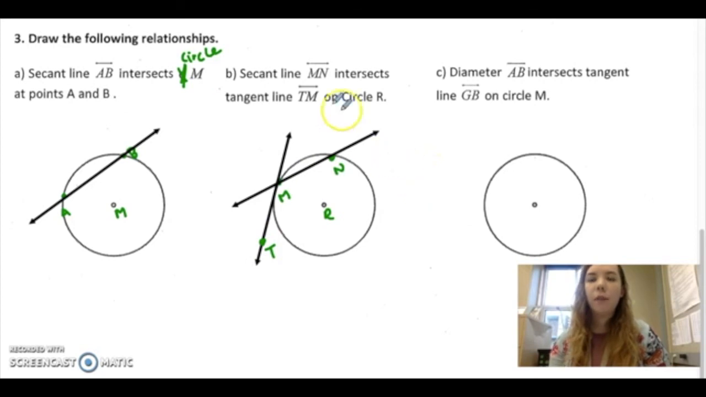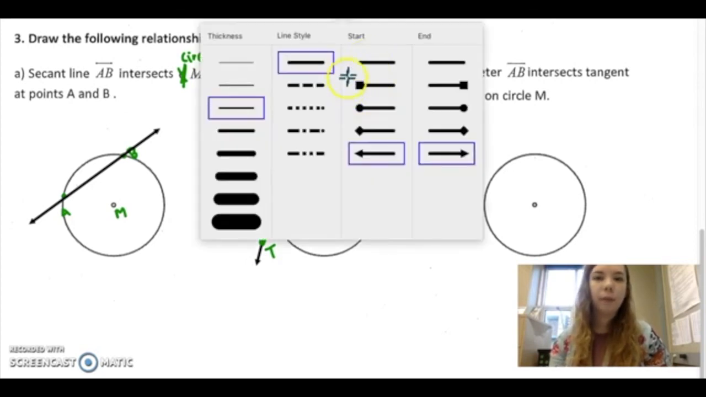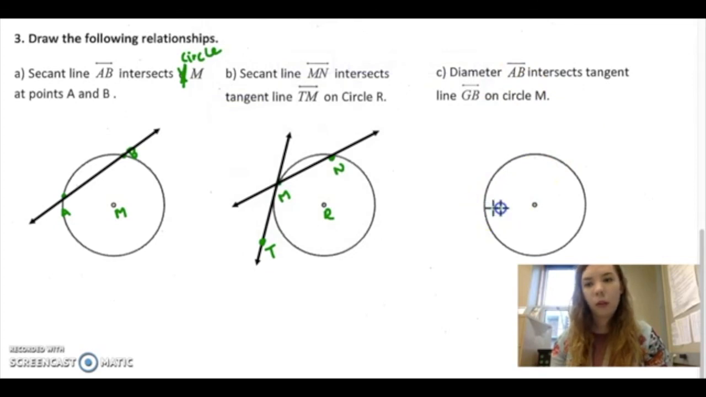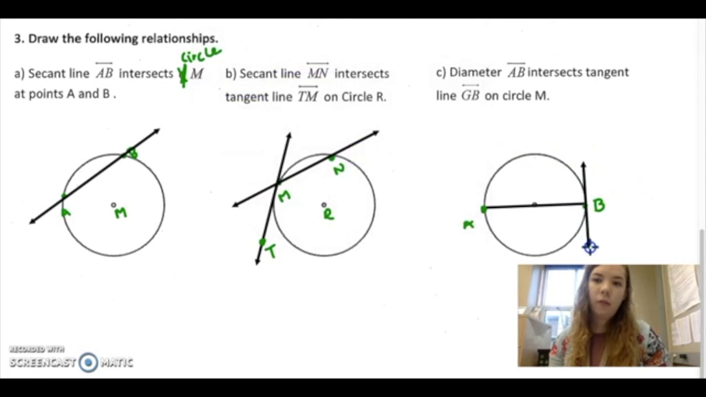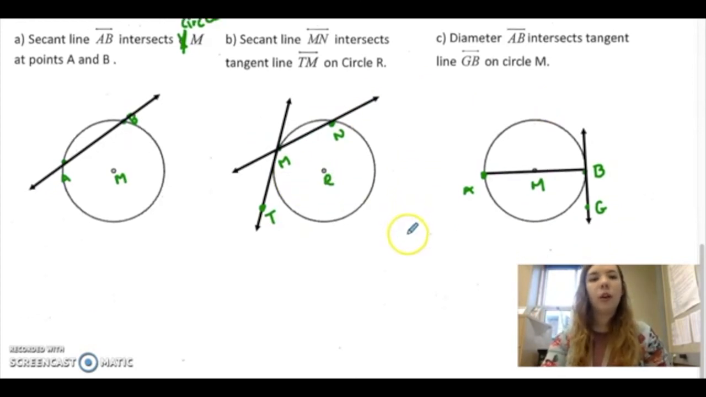Okay, diameter AB. So we'll start with a diameter, AB. Intersects tangent line GB. So I need to make a line tangent to B. And then somewhere on here, I need a G. This is GB and circle M. Okay, so that's what my examples look like. If you were to draw these on your own, they would be similar, but they wouldn't necessarily be in the exact same spot.